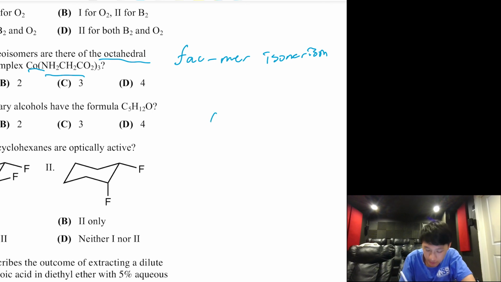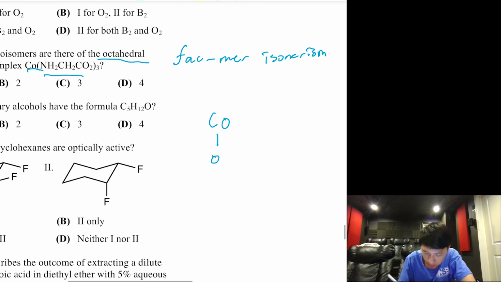The facial isomer is going to be when we can draw all three atoms that are alike in the same plane. So we have the O here, and the O behind it here. And you can imagine that there's a plane that goes through all of these atoms, like so. I'm going to remove that now just for clarity, but that's why it's called the facial isomer.